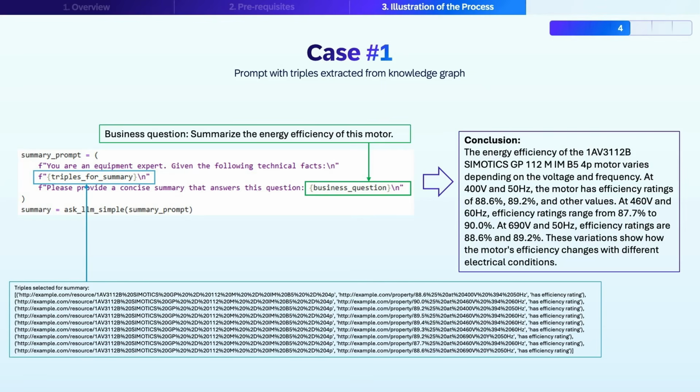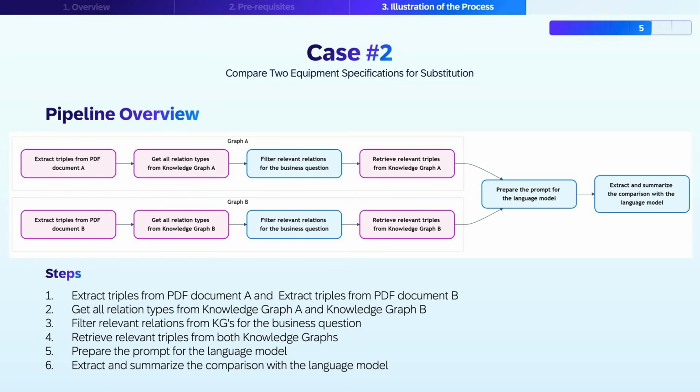Next, we prepare the prompt. The prompt template asks the model to act as an equipment expert, provides the filtered technical facts, the triples, for summary, and repeats the business question. This structured format ensures the model has only the precise data it needs, clearly framed, and avoids any hallucination or irrelevant content. Finally, the model responds with a concise, business-friendly summary. It captures patterns and efficiency ratings for different voltages and frequencies, all without the user needing to open the PDF or manually compare the values. The result is fast, verifiable, and grounded entirely in facts.